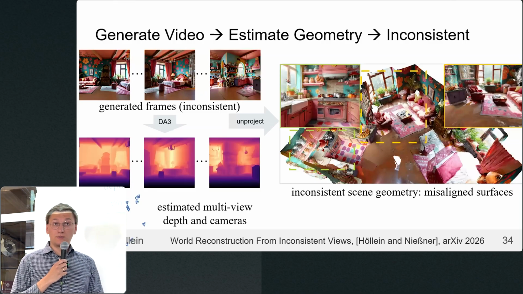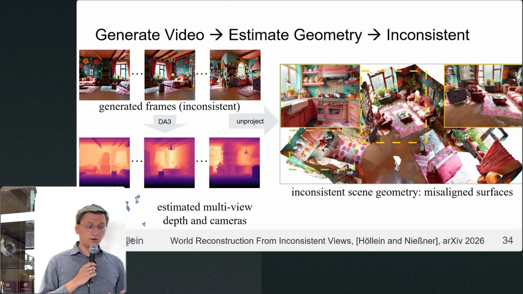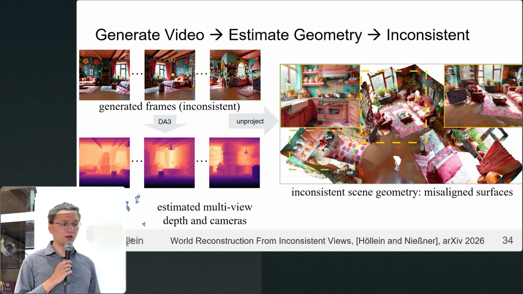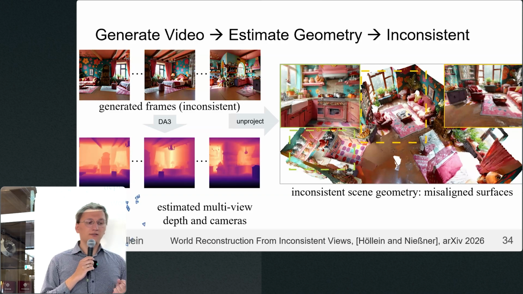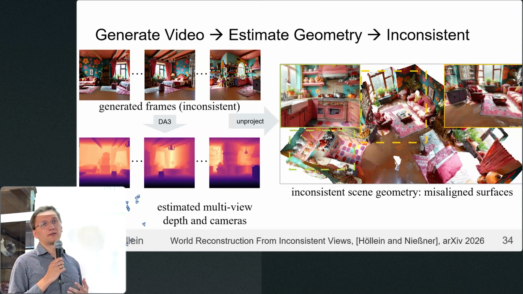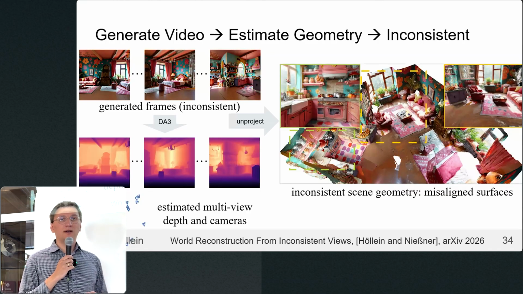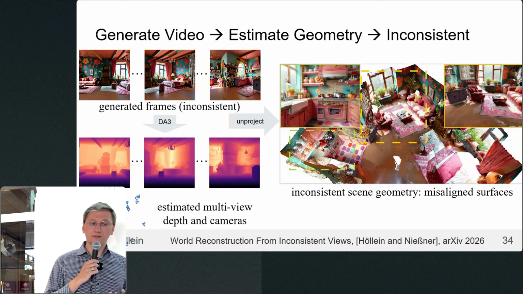So this is the last work that I'm talking about. How does it work? We start off with the frames that we generate in the top left, and we again run a method that predicts the geometry. This time it's the follow-up from VGGT. It's called Depth Anything 3, and it predicts the depth maps and the camera positions of the input frames.